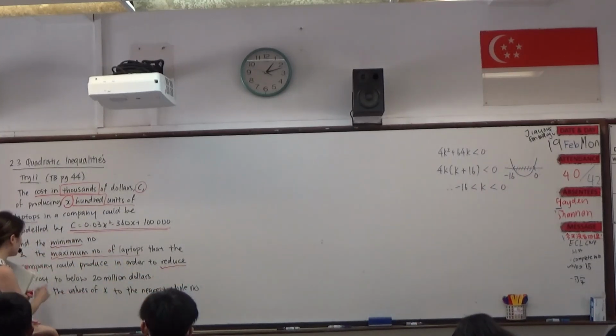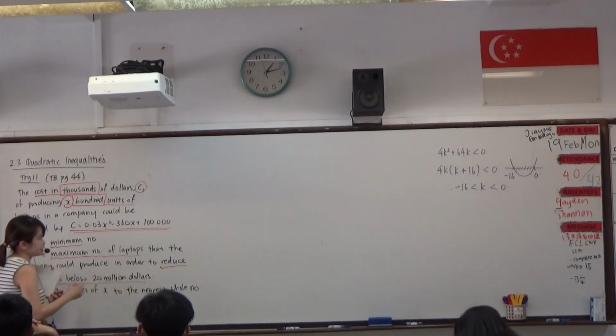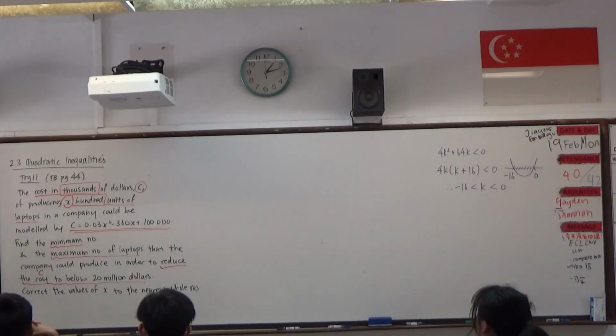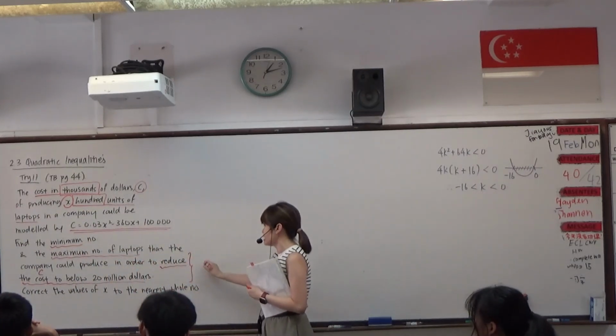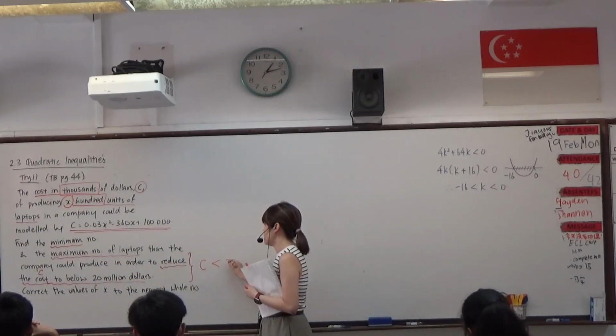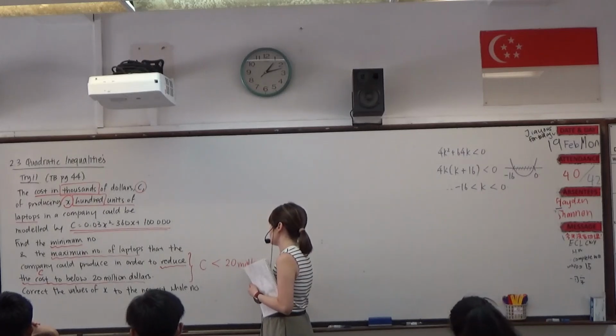We want to reduce what? Reduce the cost. Okay, cost is referred to be C, to be below $20 million. So what we want over here, based on what the question is asking, is that we want the cost to be below $20 million.